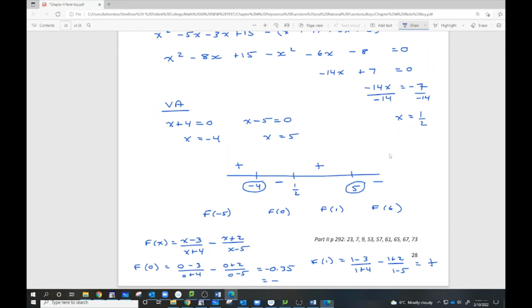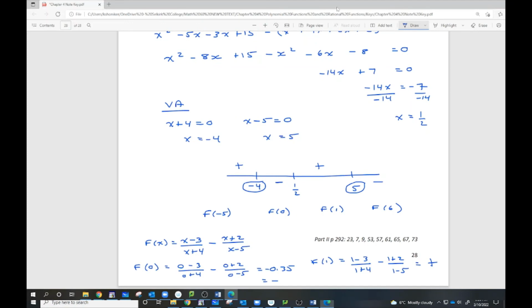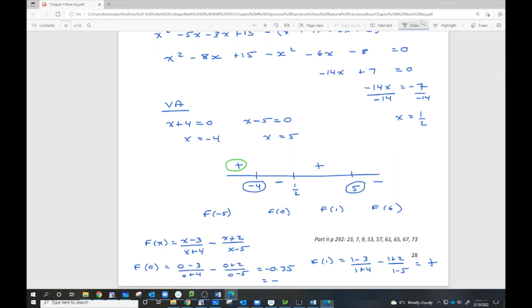Okay, now all we have to do is solve my inequality. The inequality wants to know where the value of your function is greater than or equal to 0. So that is going to be here, greater than or equal to 0, but I can't be equal to an asymptote. And then in here, I can be equal to an x-intercept, and I cannot be equal to an asymptote. So my final answer would be negative infinity to negative 4 round bracket, union 1/2 square bracket to 5 round bracket. All right.